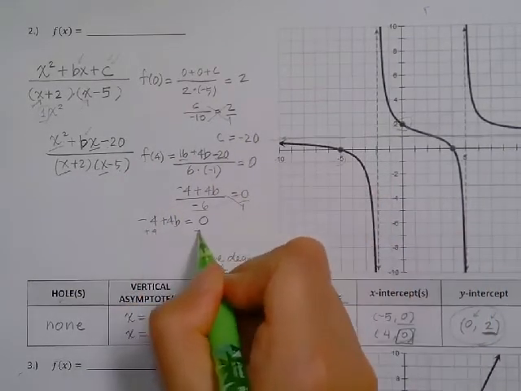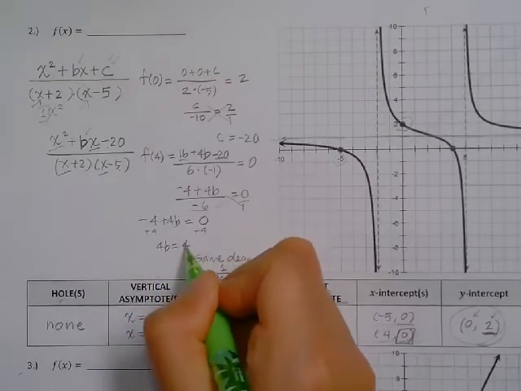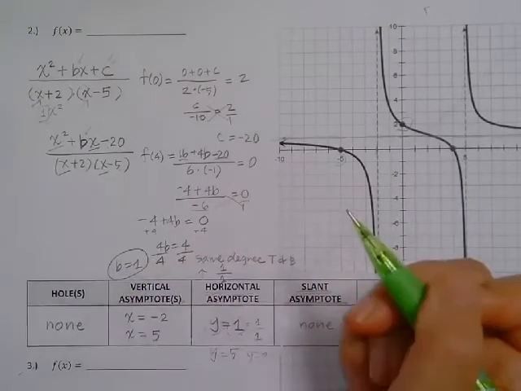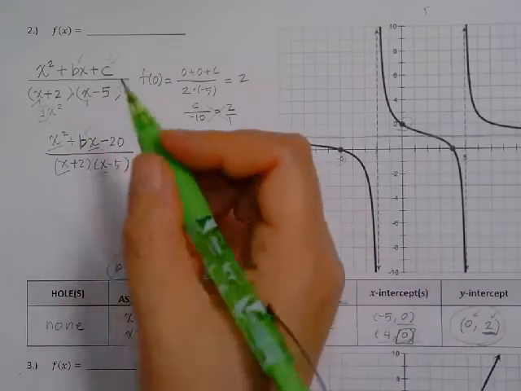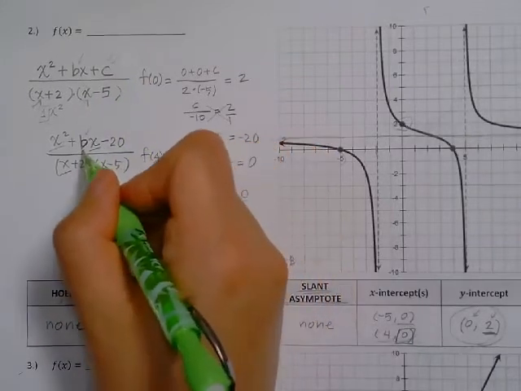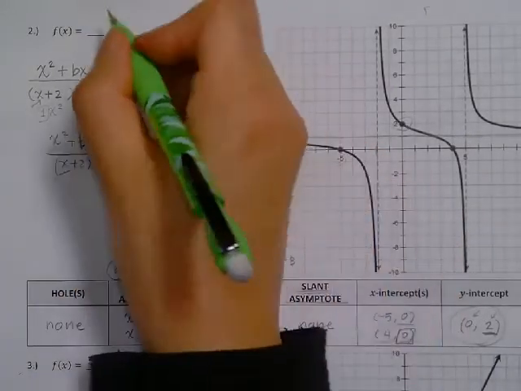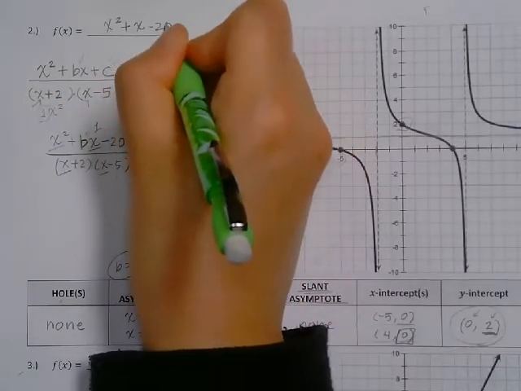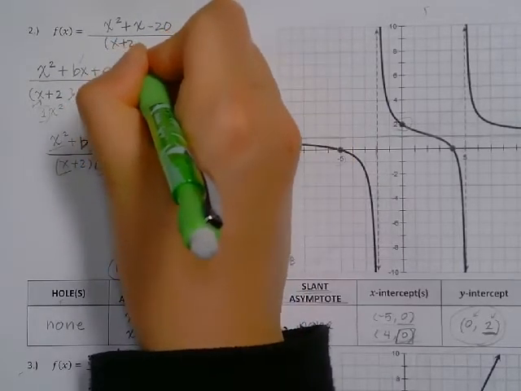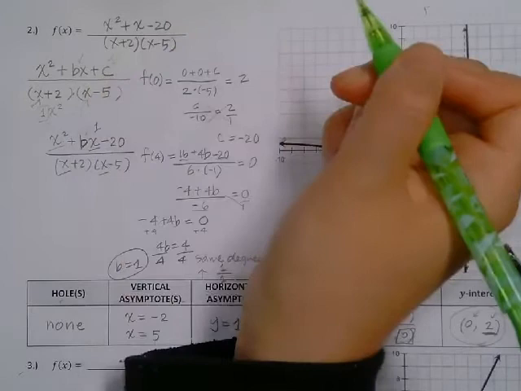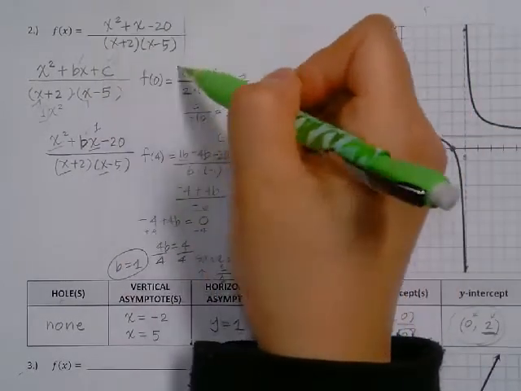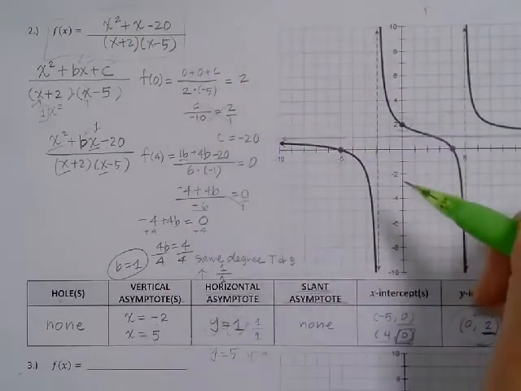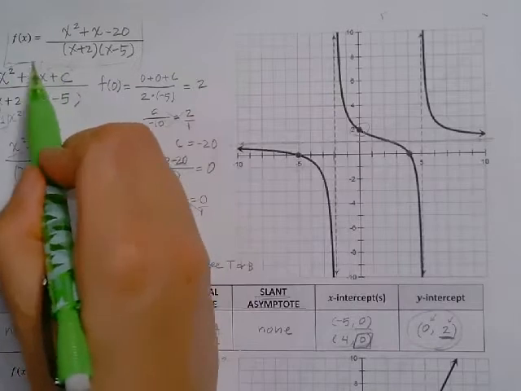Then add 4, 4b is 4, divide both sides by 4, b becomes 1. Then we're done. I figured all the unknowns, so it was supposed to be 1 again. Then it was x squared plus 1x is just x, minus 20 over x plus 2, x minus 5, and this is totally fine to be the final answer here. F of x function equation, in order to have this graph, this is it.